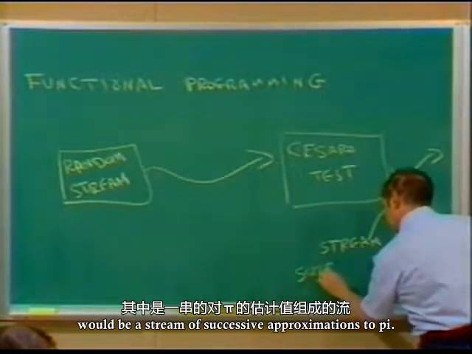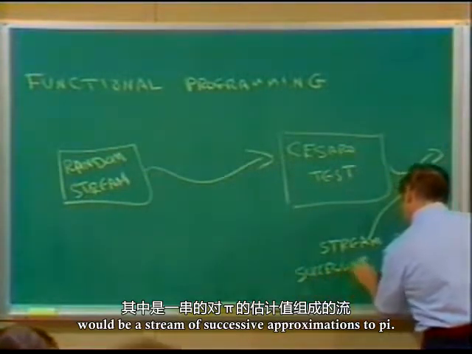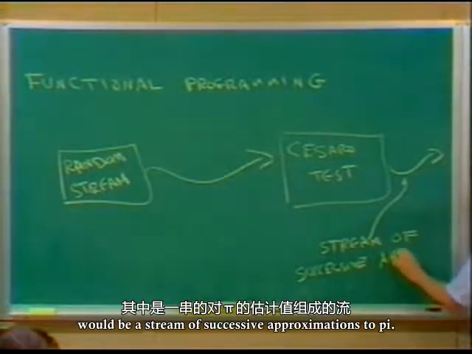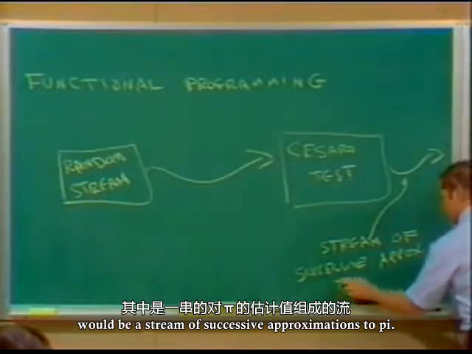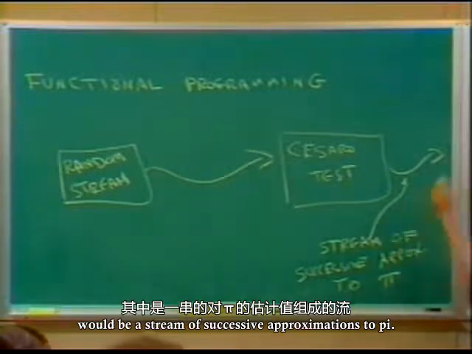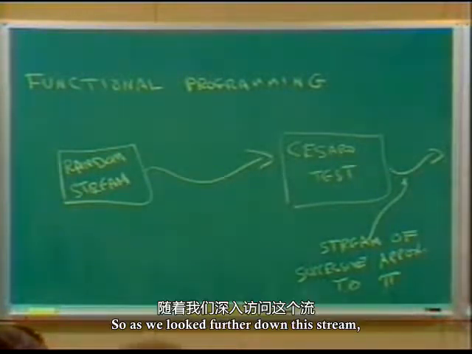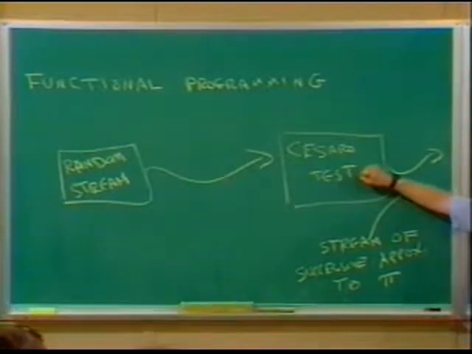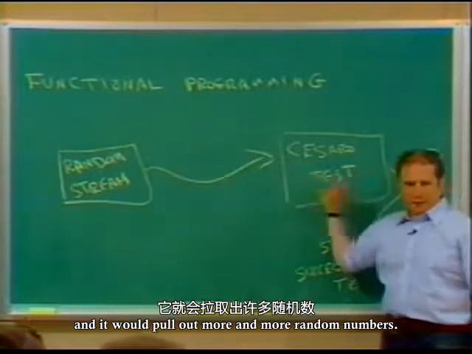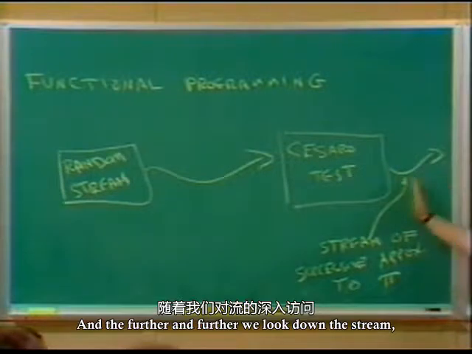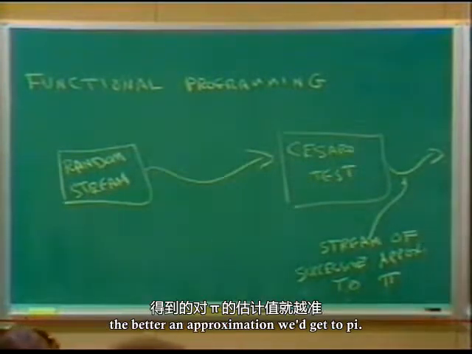successive approximations to pi. So as we looked further down this stream, we'd tug on this Cesaro thing, and it would pull out more and more random numbers. And the further and further we look down the stream, the better an approximation we get to pi.